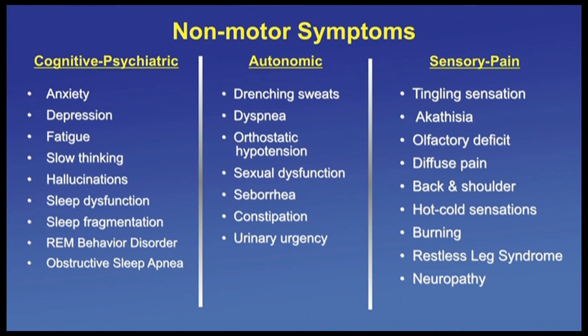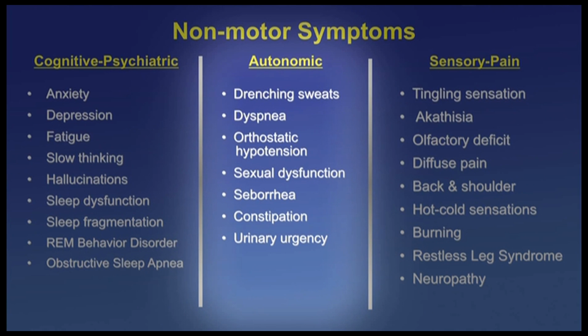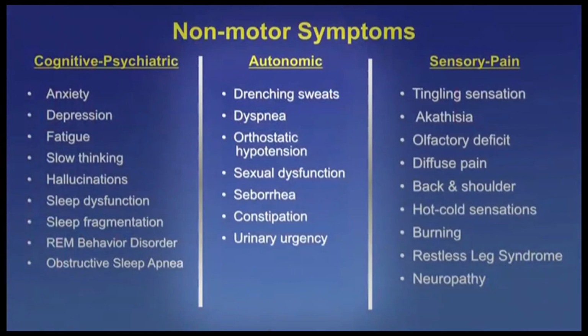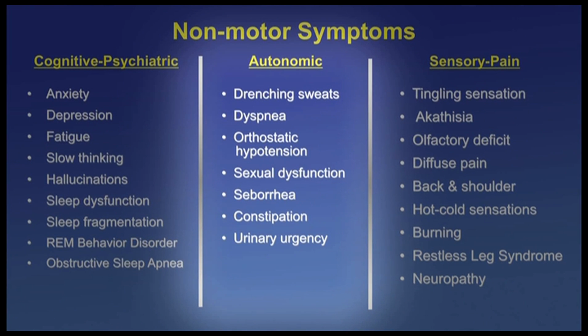Now, autonomic symptoms. They can have drenching sweats. They can have shortness of breath. They can have times where they drop their blood pressure or have orthostatic hypotension. And that can cause loss of consciousness. Usually occurs when you stand up. Sexual dysfunction. Seborrhea is dandruff around the eyebrows or in the nasal or hairline. Constipation we talked about. In a study in the Asian population in Hawaii, if you had less than one bowel movement every 3 days, you had a chance of having Parkinson's disease greater than the normal population. And of course, urinary urgency and frequency.